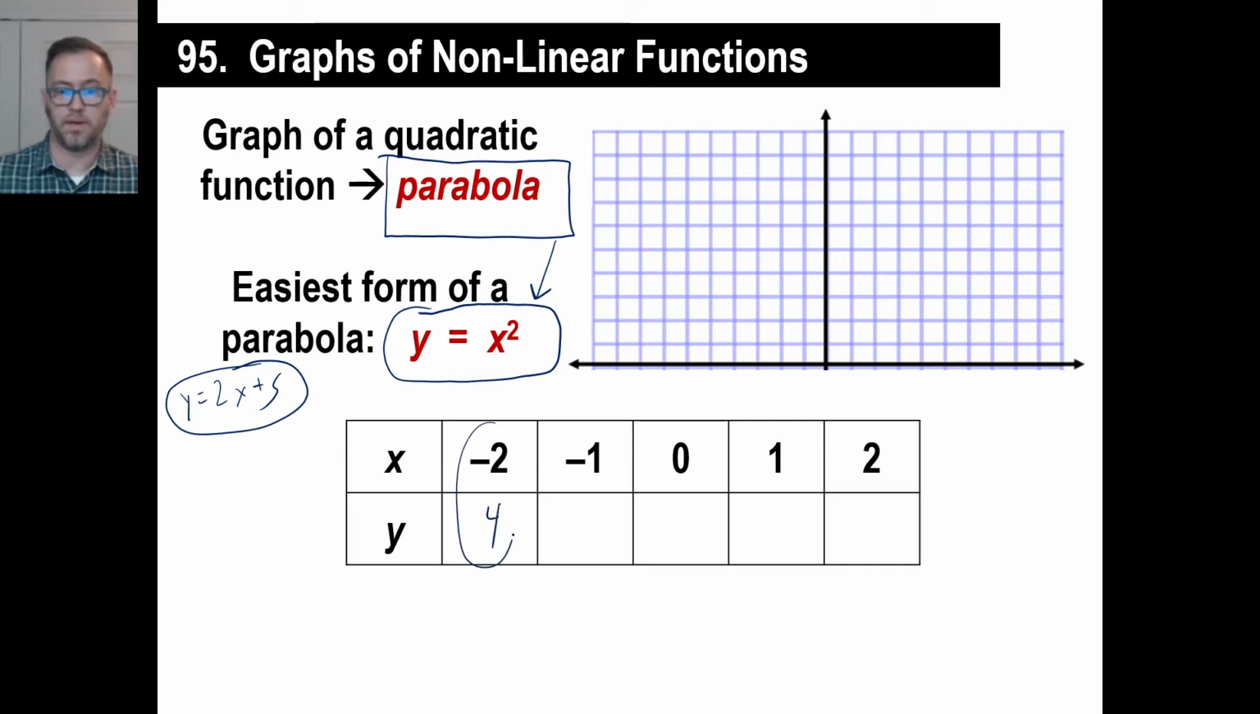So that's a point right here, negative 2, 4. So we got negative 2, 1, 2, 3, 4. There's a point right there. All right. Well, what if it's negative 1? If x is negative 1, then negative 1 times negative 1 is 1. So there we go, negative 1 and then 1.